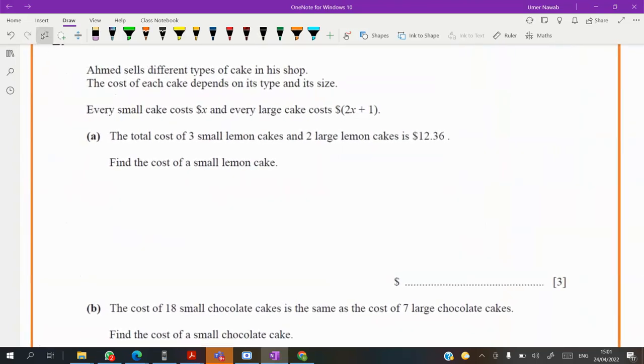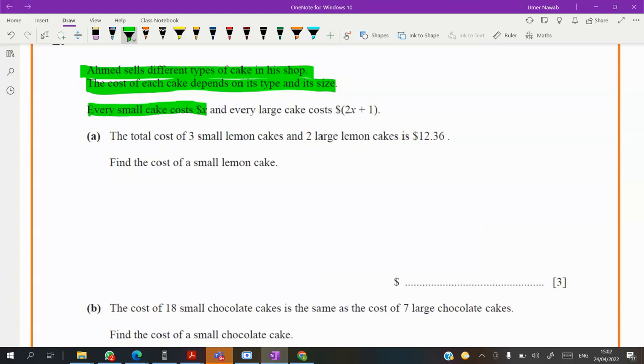Next question. Ahmad sells different types of cake in his shop. Okay, right? So the cost of each cake depends upon its type and size. Done. Now, every small cake costs X dollars, and every large cake costs 2X plus $1. The total cost of 3 small lemon cakes. Imagine now part A is talking about lemon cakes. So, two categories of lemon cakes, small cakes and large cakes. We already know what the price of a small cake is, that is x dollars.